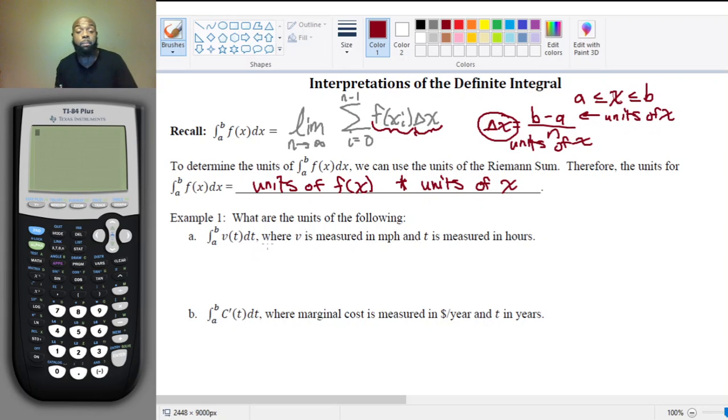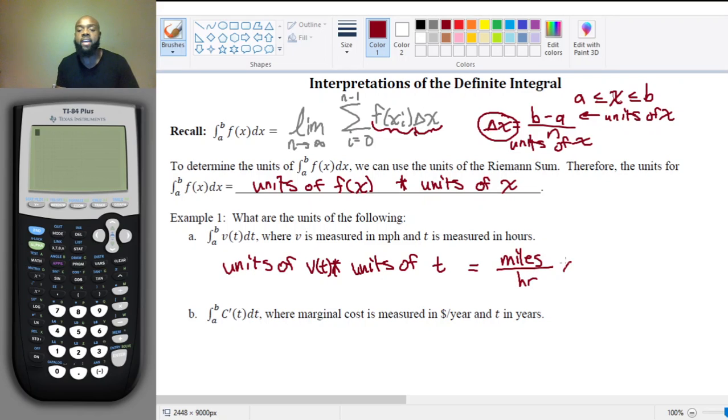And so we have some examples where we want to find the units. We have the definite integral from a to b of v of t dt, where v is measured in miles per hour and t is measured in hours, right? Well, this is going to be the units of v times the units of t. Now, v is a function of t, so if you wanted to write v of t, that's fine. Well, the units of v is miles per hour. I'm going to write it out here. And then the units of t is hours. Notice that your hours cancel, and so you're just left with miles. So this integral from a to b of v of t dt is going to be in miles.